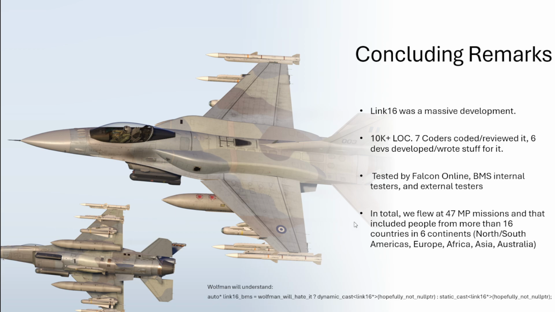Okay, so that's pretty much what I had to show you guys. I just want to conclude with one thing: I hope that you enjoyed this overview a little bit. Link 16 for us was a massive development. At the end of Q4, it was about 10,000 lines of code. We had 7 coders working on that. 2 of them are in the audience here, Tech and Wolfie. 6 devs worked on that, wrote stuff. Micro worked a lot on that.